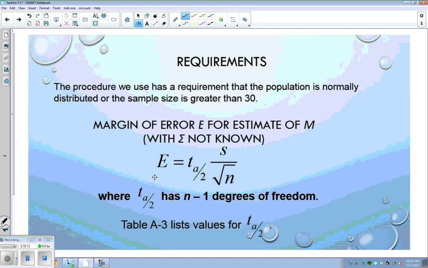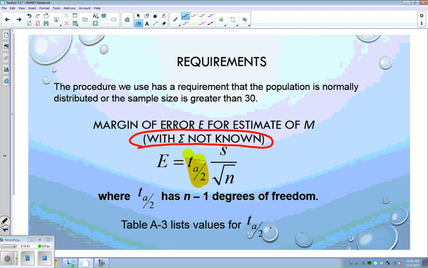Because I do not know sigma, standard deviation, I have to use now t at alpha divided by 2. Just like I would say z at alpha divided by 2, I'm using now t at alpha divided by 2.